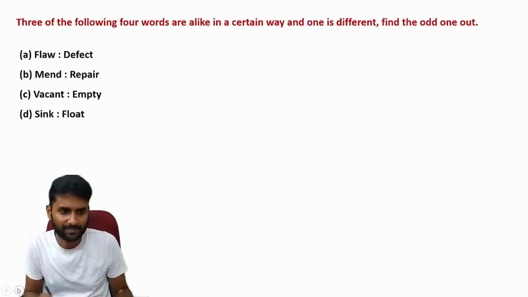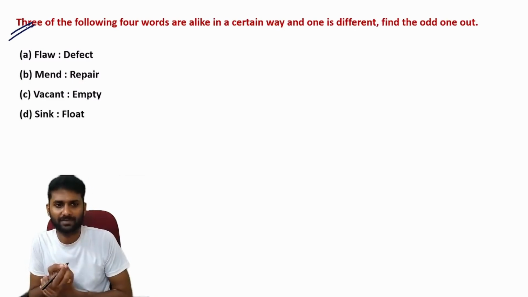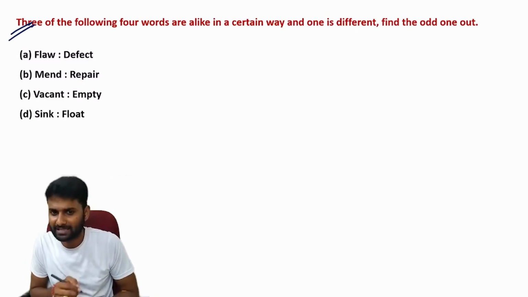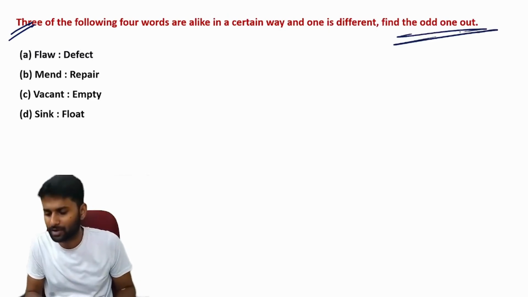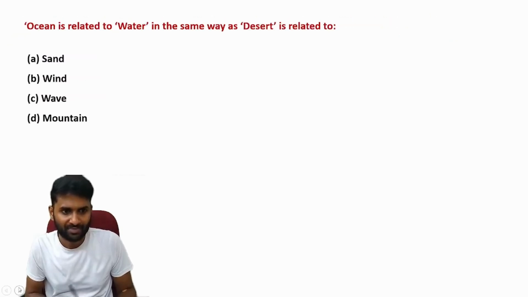Very good. Next, guys, try to solve this question and post your answer in the comment section. Three of the following four are alike in a certain way. One is different. Find the odd one. After this session, post your answer in the comment section. Next question.